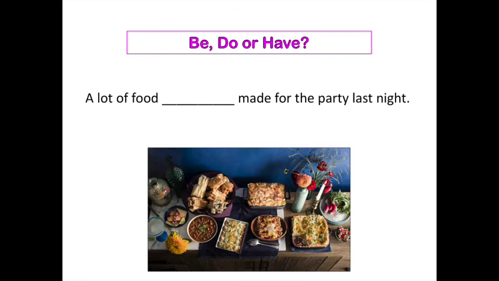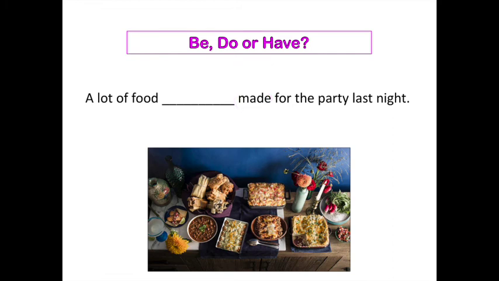A lot of food made for the party last night. Okay, our main verb is a past participle, made. So that means it's a perfect tense with have, or it's a passive sentence with the auxiliary verb be. So let's look. Is this an active or a passive sentence?